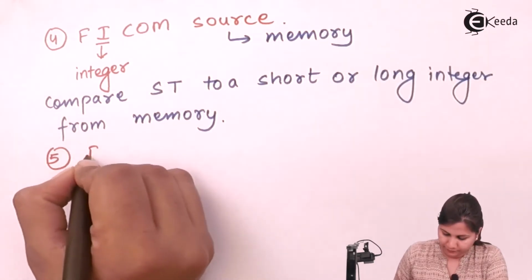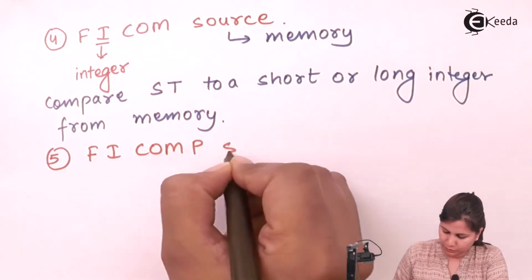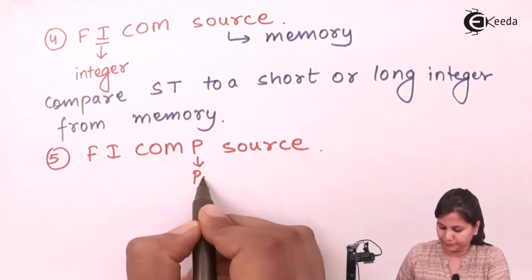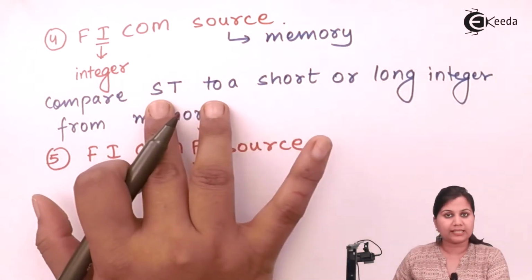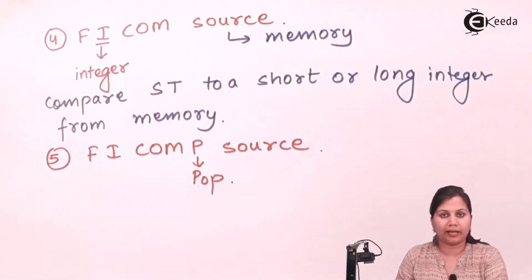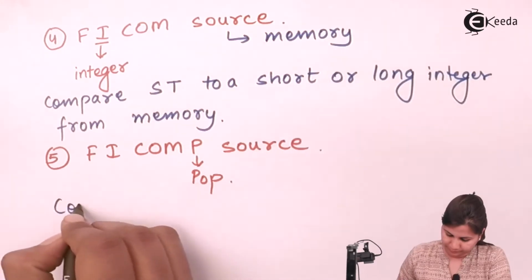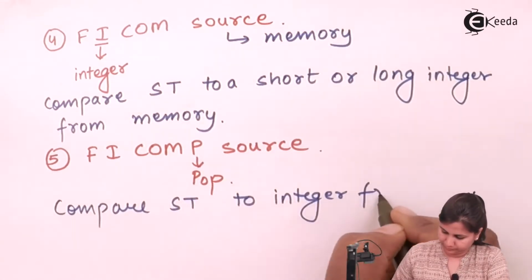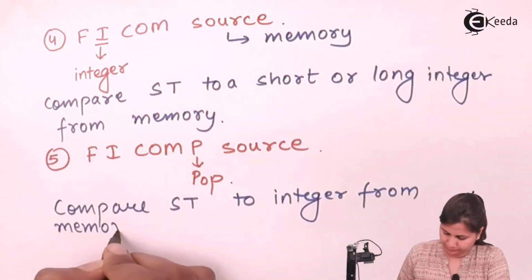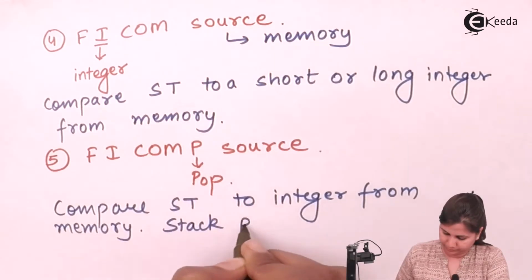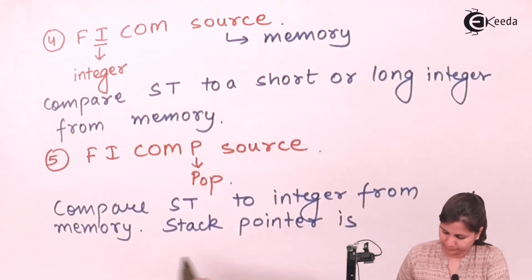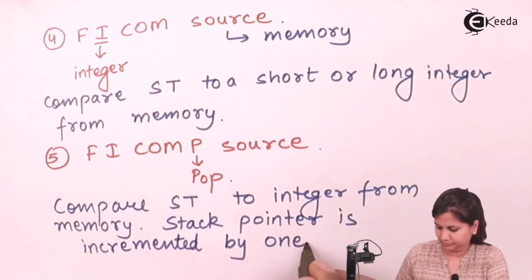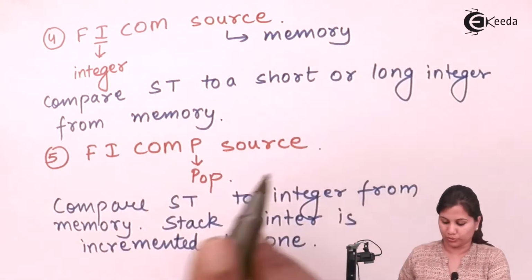Next is FICOMP source. Again, I is for integer, COM is for compare, and P is for pop. So again the integer is compared with ST, and after the comparison the stack pointer is incremented by 1. That is FICOMP source.